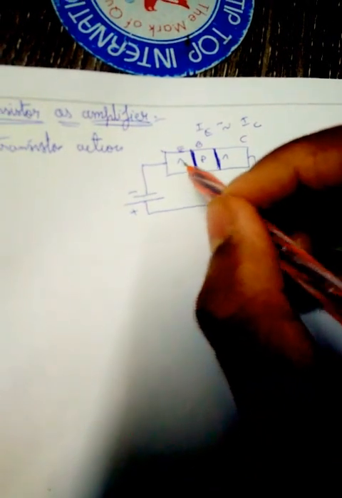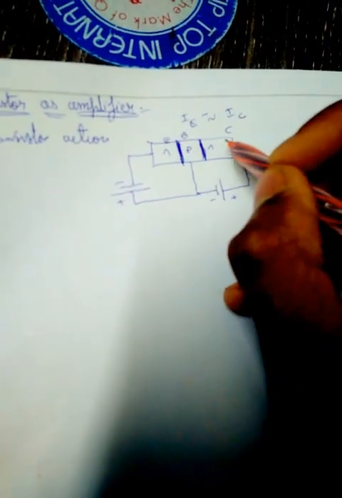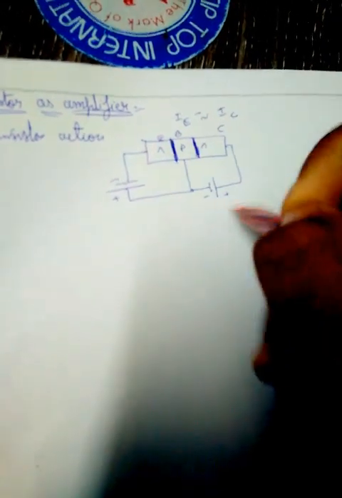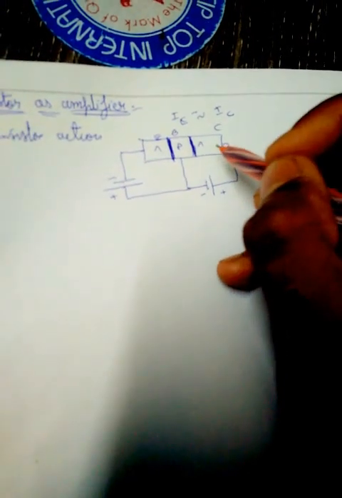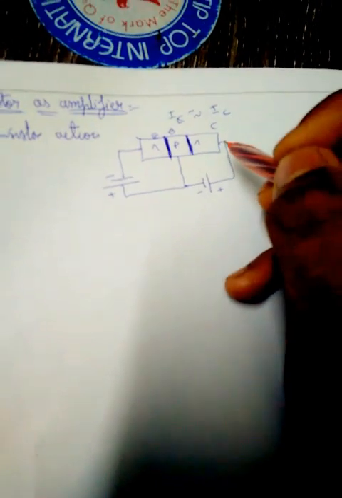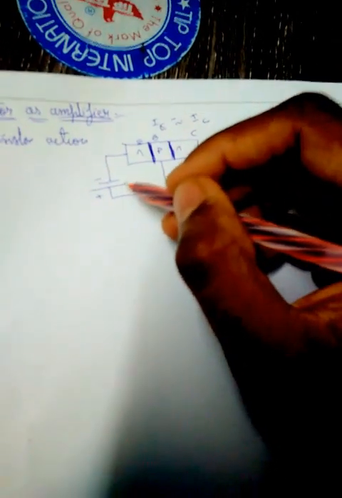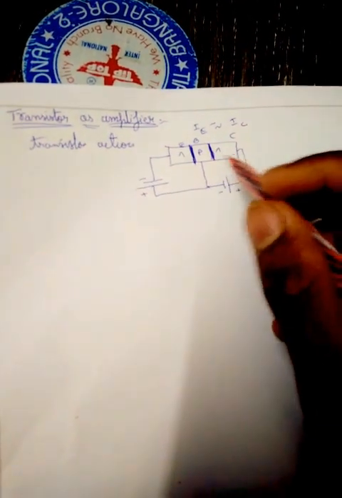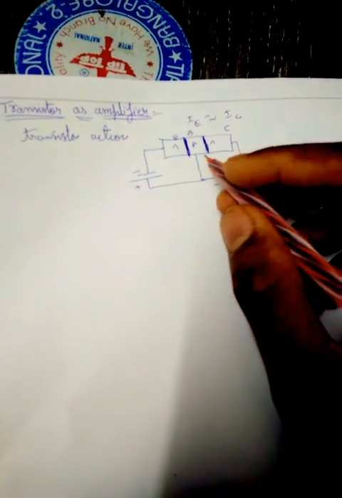So it is like two resistances, one high and one low, with an equal current flowing through them, and the output across the higher resistance will be a very high value compared to the input voltage. This is how the amplification is achieved in the transistor.